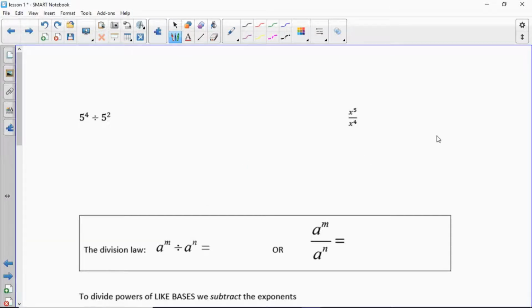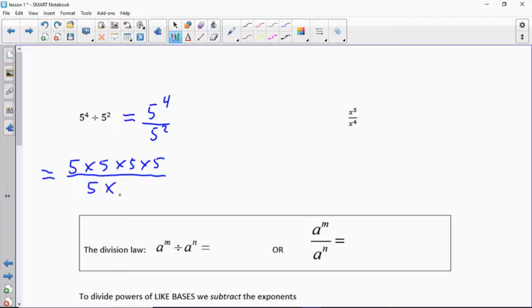So in the first example, I'm dividing powers of 5. Now we're actually going to change that division symbol into a fraction symbol. It's going to make things a little bit easier. Now on the top of the fraction, I have 5 to the power of 4, which is 5 times 5 times 5 times 5. And on the bottom, I just have 5 times 5.